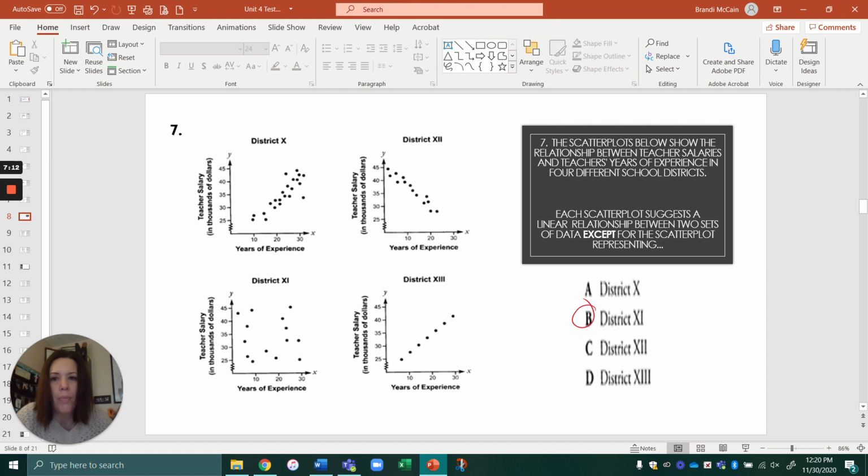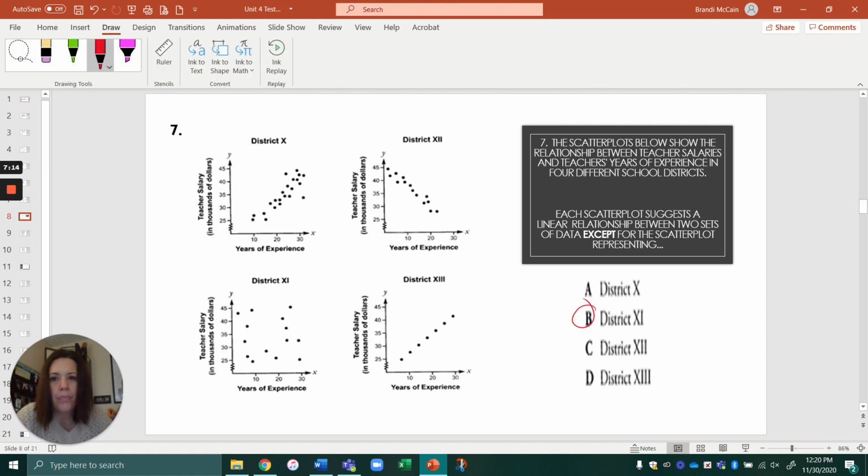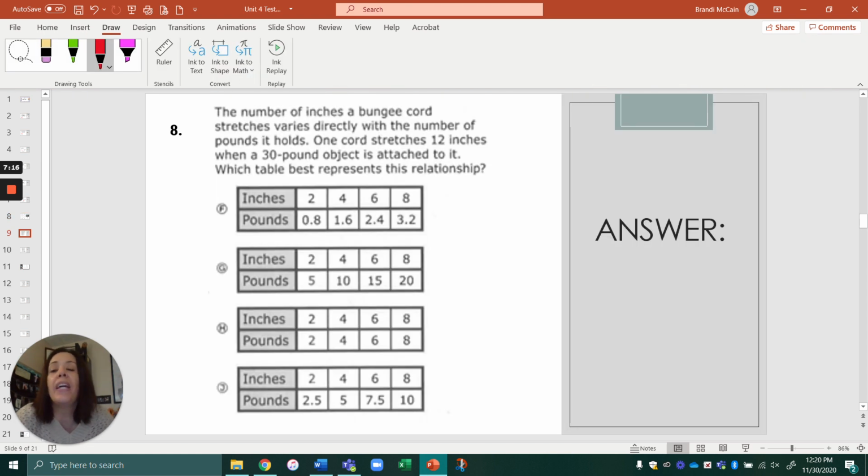Okay. Number 8. Oh, sorry. Okay, number 8 is direct variation. Remember, direct variation is proportional. Okay, so there's several ways you can do it, but the easy way to do this is to take y over x, so 30 over 12 gives us 2.5. Yeah, 2.5.